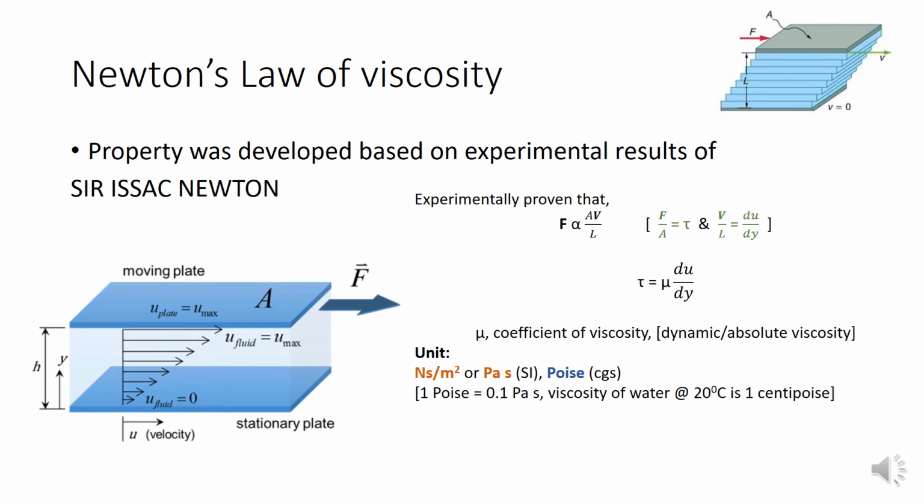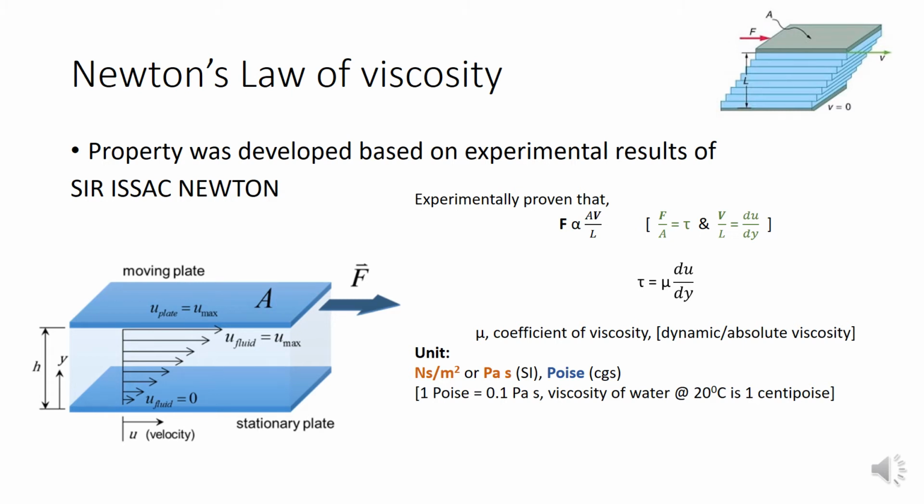Now the force is directly proportional to the velocity v, that is the speed at which it is moving. Then it is inversely proportional to the length. The resistance is inversely proportional to the length, that is the distance between the two plates. If the distance between the two plates is less, then you will have more resistance. If the distance between the plates is higher, you will have less resistance.